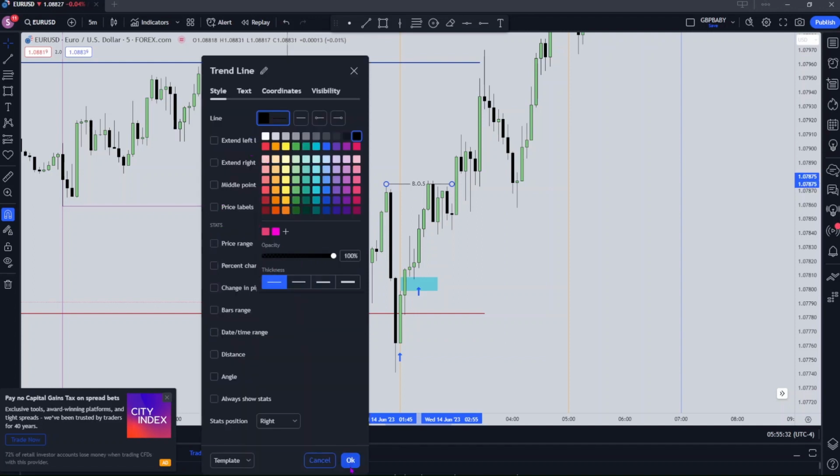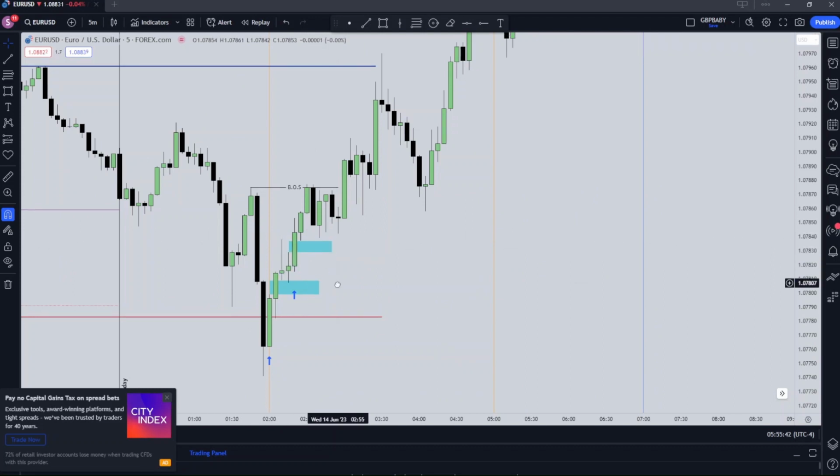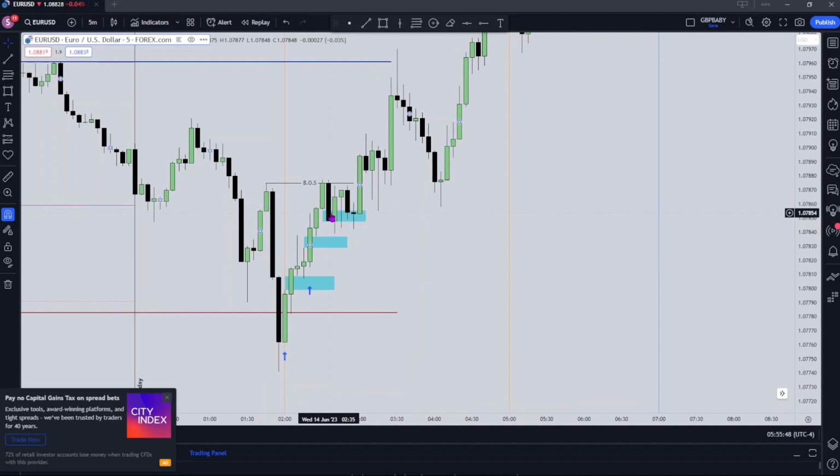And then we have entries all along here pretty much. So I'm going to just mark out all these fair value gaps. This one will probably be a more realistic one.